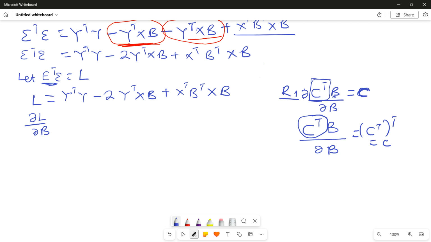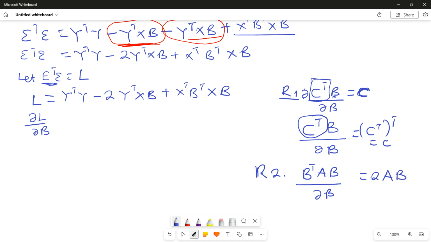How about the second one? The second one, I think, is the simplest. So rule number two states that if I have this combination b transpose Ab, and I want to differentiate this with respect to b, the answer will just be 2 multiplied by A and b.